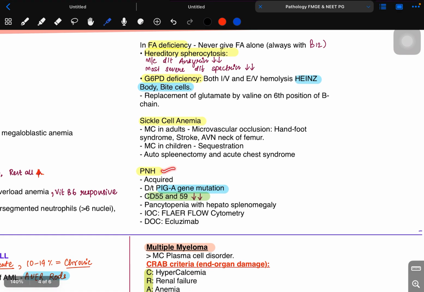Paroxysmal nocturnal hemoglobinuria is an acquired condition. It is due to PIGA gene mutation. CD55 and CD59 will decrease. Pancytopenia with hepatosplenomegaly, investigation of choice is flow cytometry, drug of choice is eculizumab.